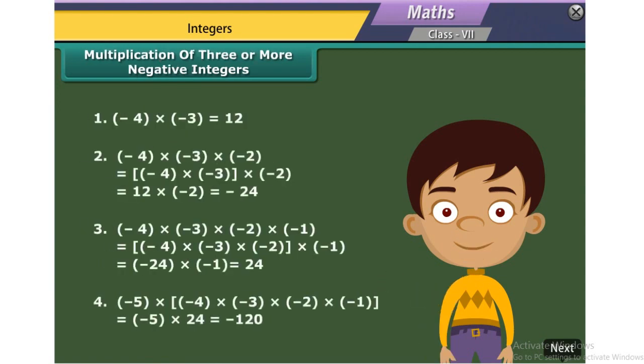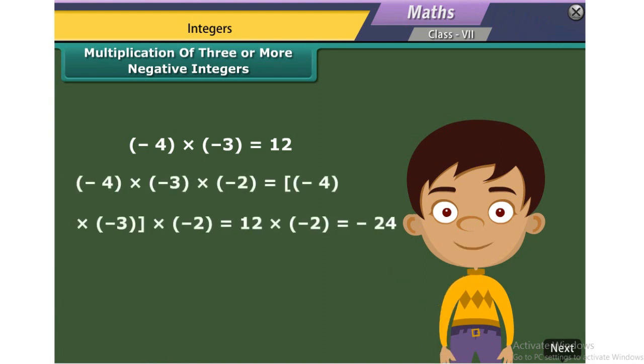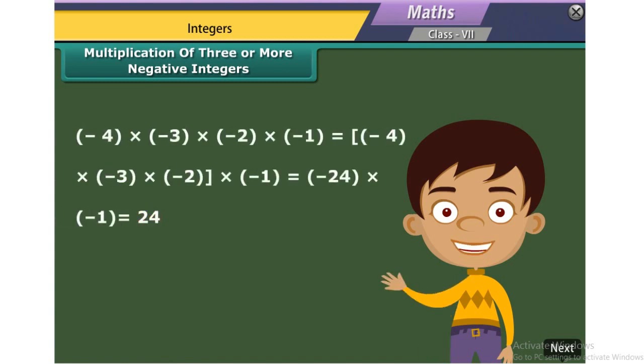Look at these examples. In the first example, two negative integers are multiplied. In the second example, three negative integers are multiplied. In the third example, four negative integers are multiplied. And in the fourth example, 5 negative integers are multiplied. From these products, we observe that the product of two negative integers is a positive integer. The product of three negative integers is a negative integer. The product of four negative integers is a positive integer.